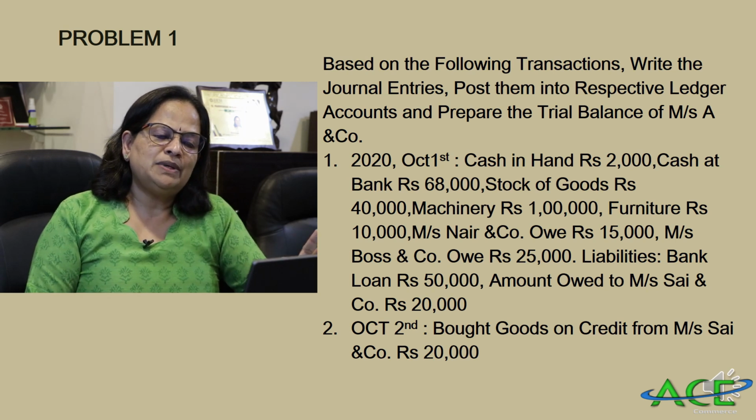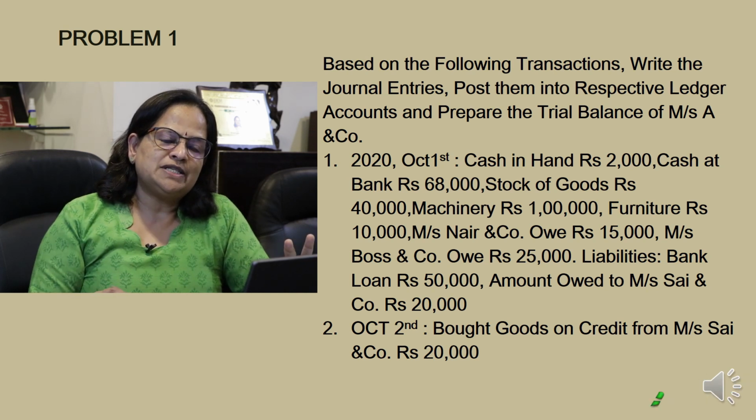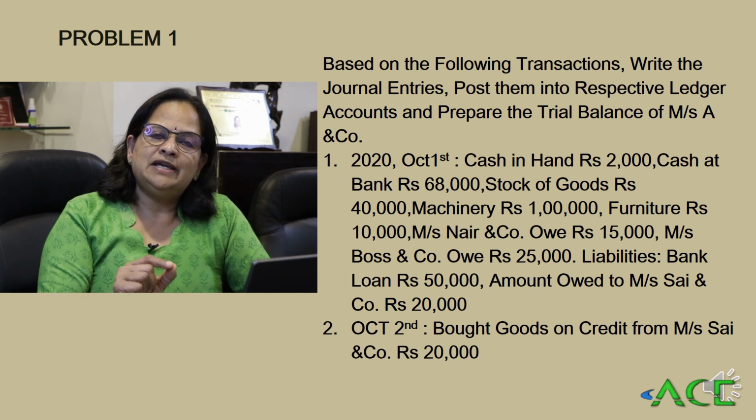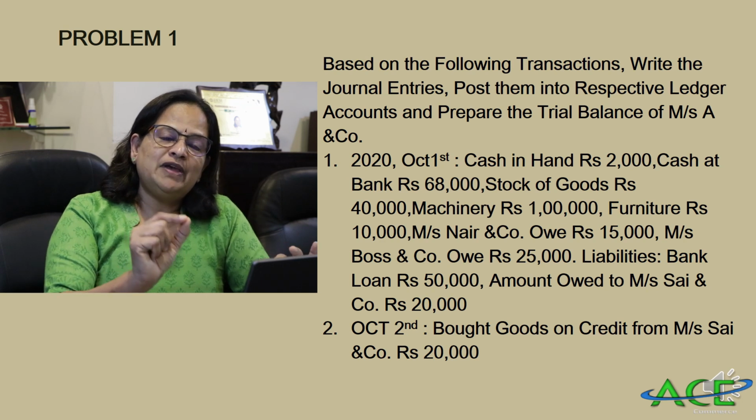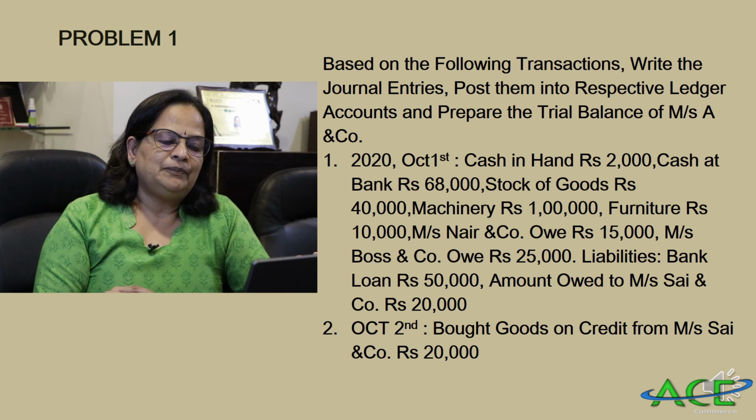In this you have to remember that assets minus liabilities will be the capital. Capital is not directly given in the question, but when we are writing the journal entry itself, the balancing figure will be the capital.